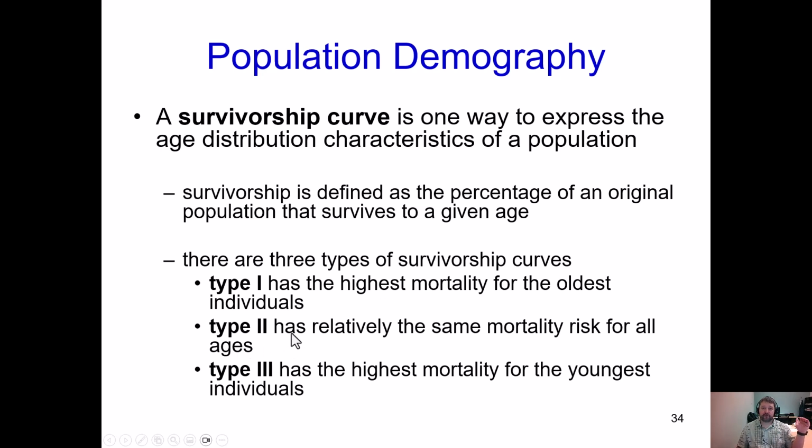Type 2 is your mortality rate is relatively similar year after year after year. Okay? And so you have a pretty similar mortality risk. And type 3, high mortality for young individuals, and then the mortality becomes consistent or stable after you get out of being like a juvenile or young individual. Really, those are the three curves, and we can kind of think about organisms that would fit in these different curves, okay? Different survivorship curves.